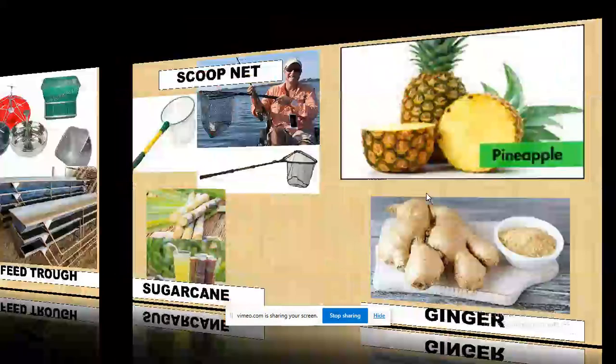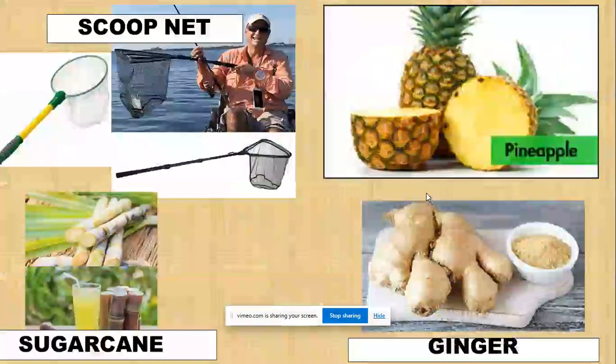Okay, this is a scoop net. We use this for fishing. Then this is a sugar cane. This is what we call pineapple. This is what we call ginger. And I know some of you are familiar with ginger. You use ginger at home.